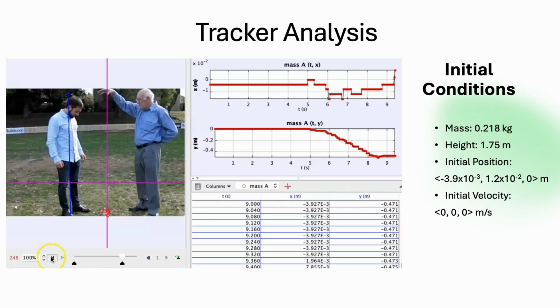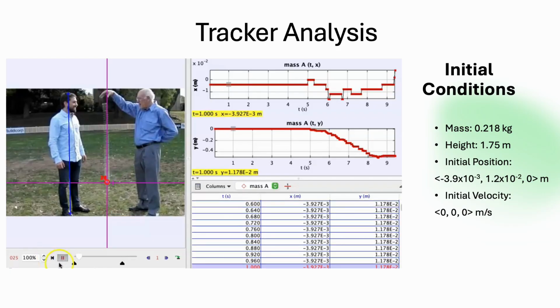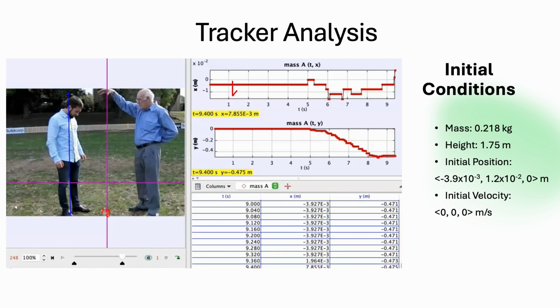With Tracker, you can see this video here on the right with all of the little red dots showing the frame by frame motion and position of where the bottom of that slinky is. We're not really interested in this x, we're more interested in this y position. You can see that it decreases after staying consistent for a couple of seconds.